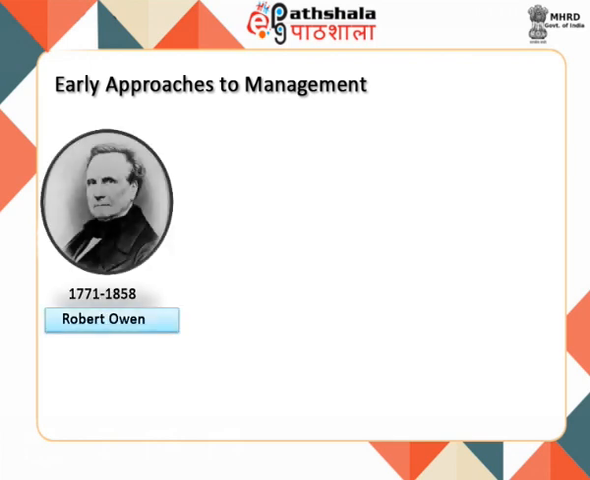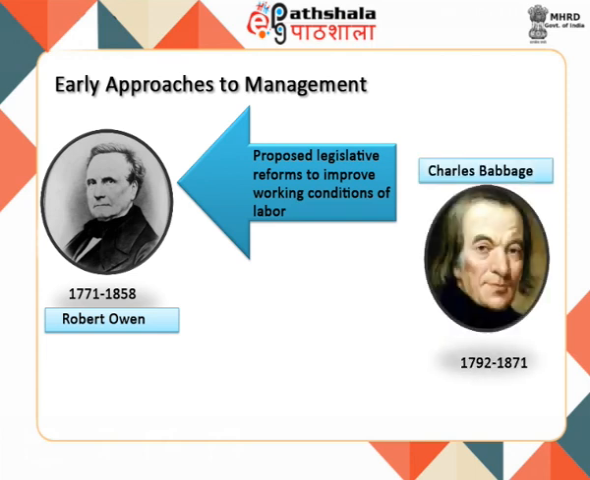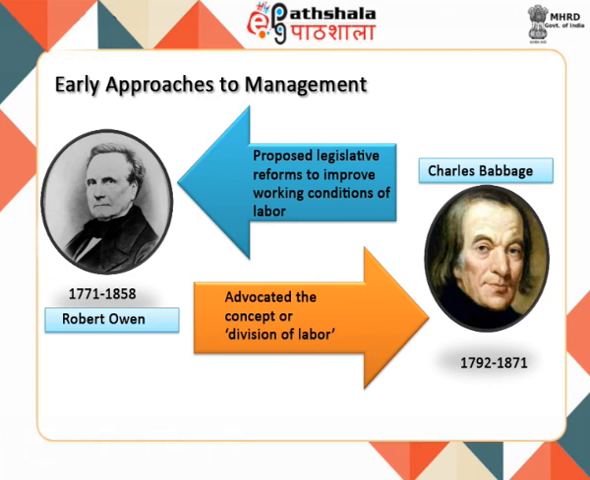Robert Owen, a British industrialist, was one of the first managers to recognize the importance of human resources and the welfare of workers. He proposed legislative reforms to improve the working conditions of labor. Charles Babbage, an English mathematician, focused on creating efficiencies of production through the division of labor and the application of mathematics to management problems. Other contributors were James Watt and Matthew Boulton, Towne and Simon. The contributions of these management thinkers were limited mostly to developing concepts to make resources more effective at the shop floor level.